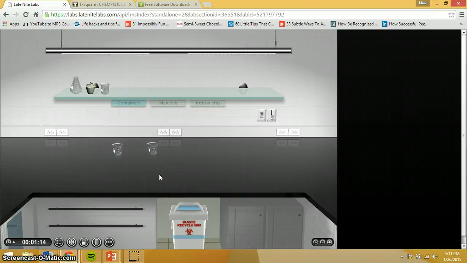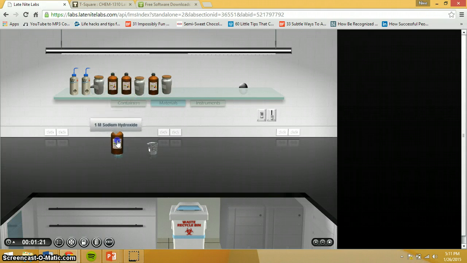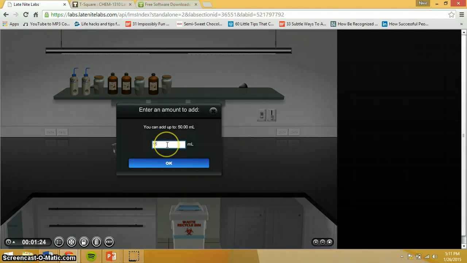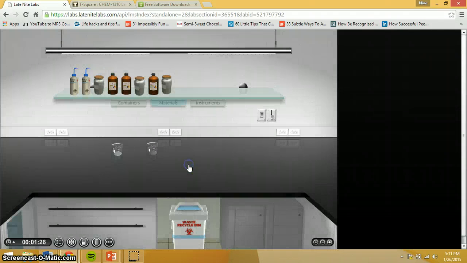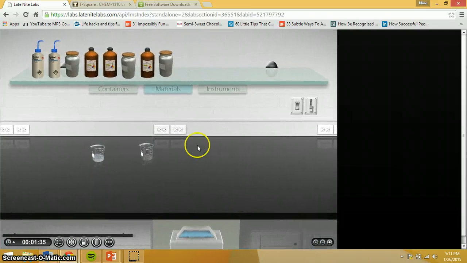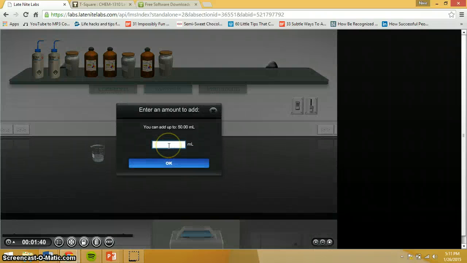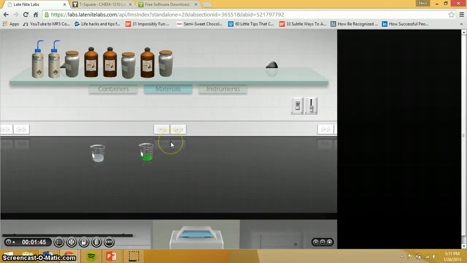Okay. The next step is to add 15 milliliters of 1 molar sodium hydroxide to one beaker and then 6 milliliters of NiCl2 chloride solution to the other beaker. The beaker containing the sodium hydroxide appears to be clear and colorless. Let me zoom in here. And then once I put in the NiCl2 chloride, 6 milliliters, we can observe that the solution here appears greenish in color.